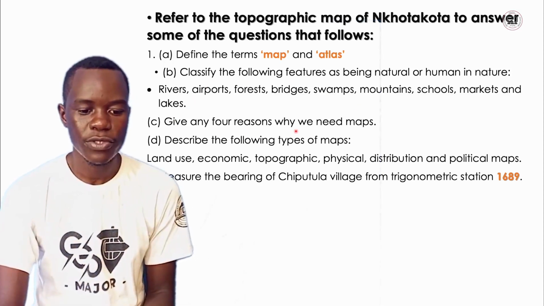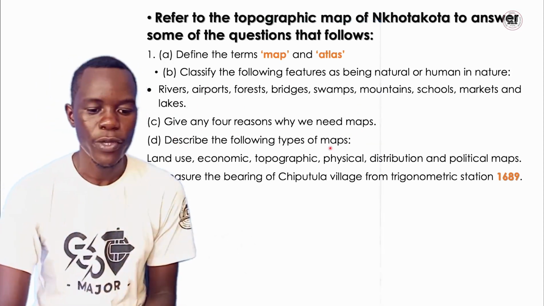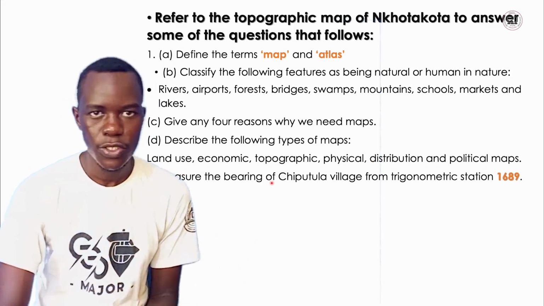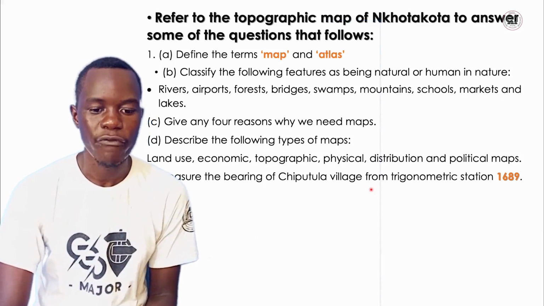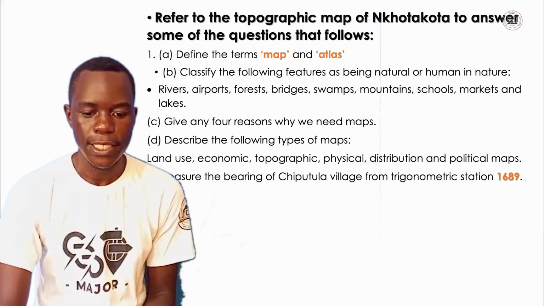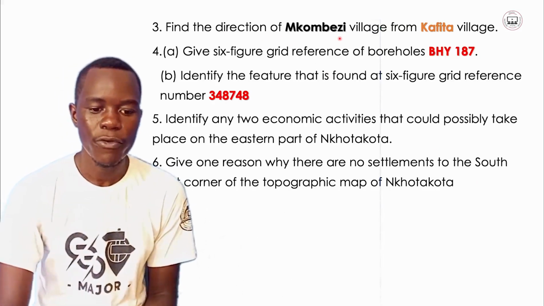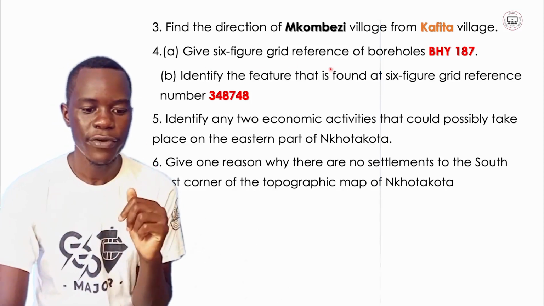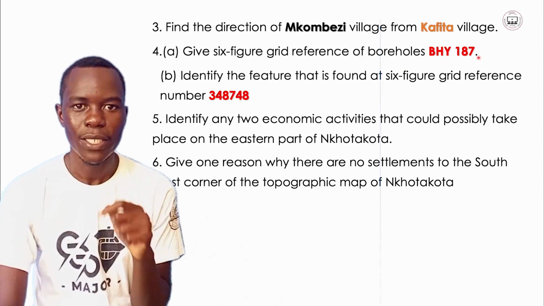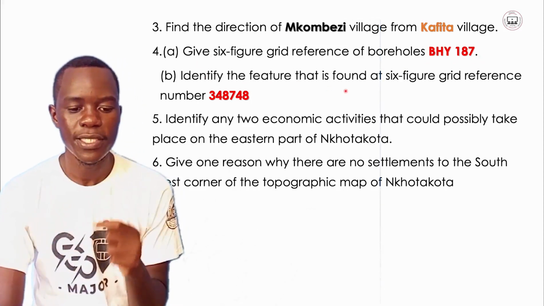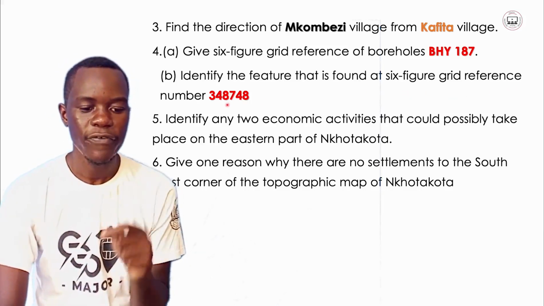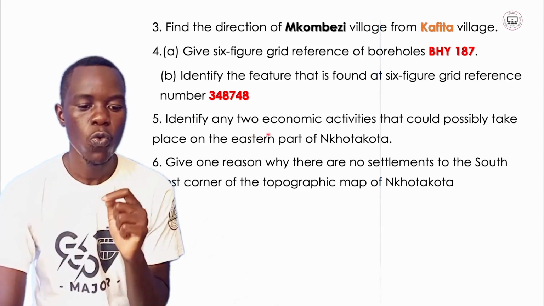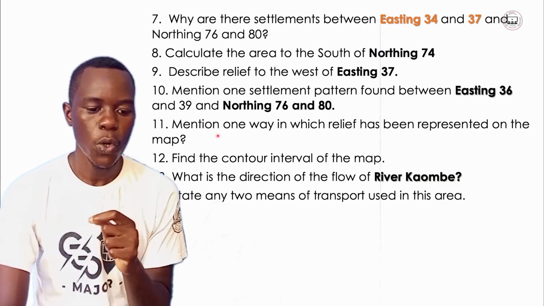C: give any 4 reasons why we need maps. D: describe the following types of maps: land use, economic, topographic, physical distribution, and political map. Question 2: measure the bearing of Chipotura village from trigonometric station 1689. Question 3: find the direction of Mkombezi village from Kafita village. Question 4A: give the 6-figure grid reference of borehole BHY 187. B: identify the feature found at the 6-figure grid reference 348748.